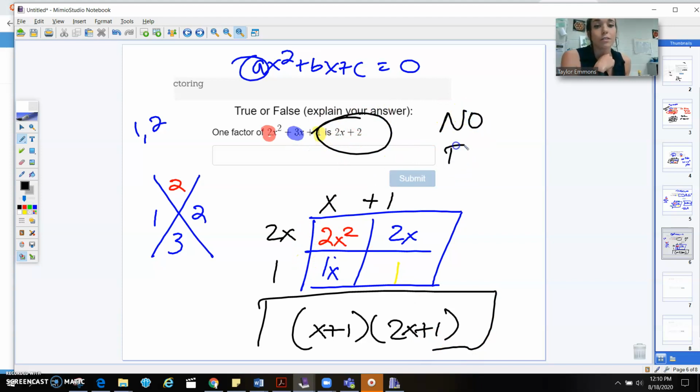No, this is false. Okay, and the reason why it's false is because the factor on this, or the term on this, when you take out the GCF of 1x and 1, you're going to pull out a 1, not a 2. Okay?